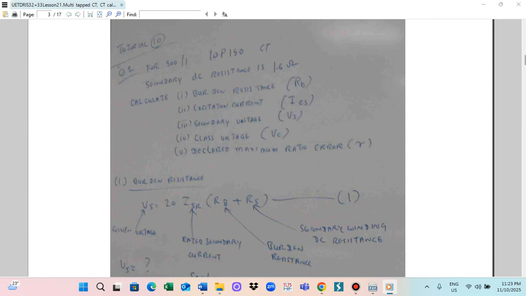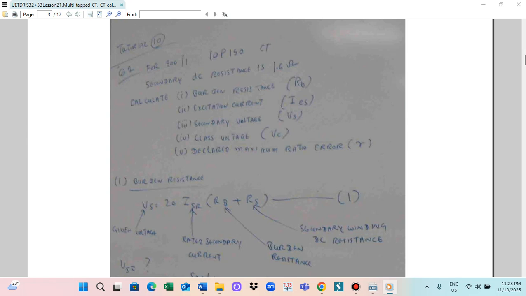Then we also have to calculate composite error. The composite error equation is IE into 100 divided by IS into K. This 10 is the composite error. IE we don't know. IS is 20 times rated secondary current. The rated secondary current is 1 ampere, so multiply with 20. Then you substitute here, and you get IE as 2 ampere. So this is the excitation current.